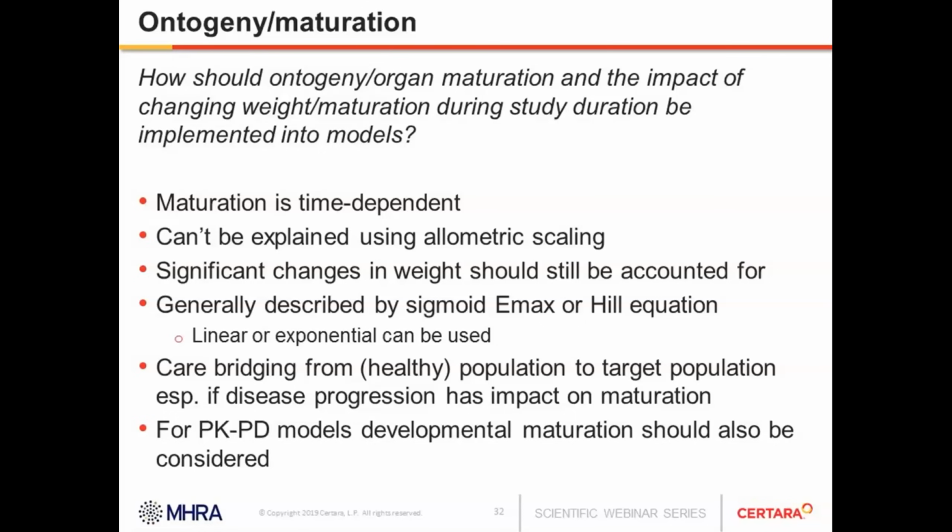And the last point, which Nastya touched on before, is that for PK/PD models where a maturation function should be included, you need to take care that developmental maturation is also considered. For instance, in her example, where the younger children were less sensitive even for the given exposure, that needs to be taken into account. And we need to make sure that assumptions of equal efficacy with similar exposure should always be considered. This is especially true as PD endpoints are sometimes easier to collect than PK endpoints in neonates.